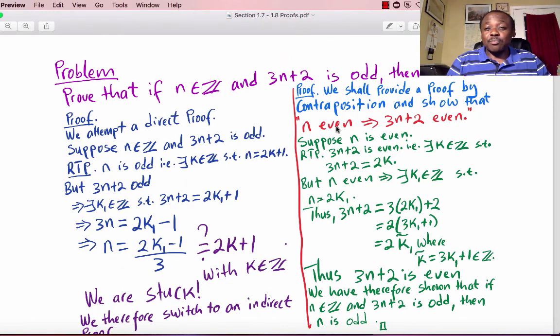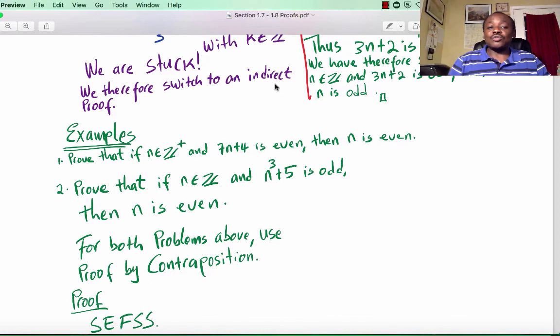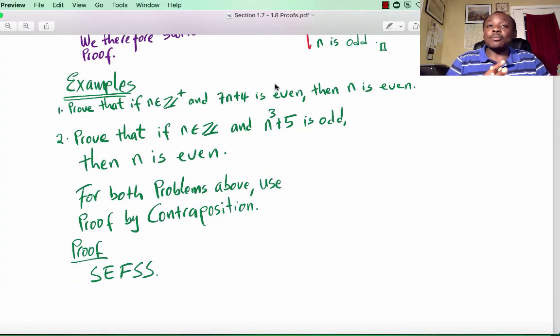Follow the exact same procedure that we used here. State first of all the contrapositive of the statement P implies Q, and then use direct proof on the contrapositive, and then conclude P implies Q. And for both problems, I want you to use proof by contraposition. Proof, I'm going to leave it as a simple exercise for serious students. So go ahead and give a shot at these two problems.